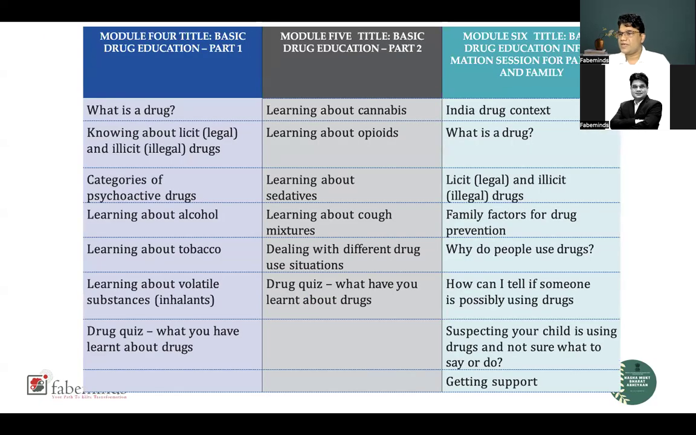Then we have the next module, that is basic drug education, part 2 actually. We have seen part 1, what is a drug and all those things. Here also the title basic drug education will be there, part 2. Part 1 will be a little bit common, part 2 will have cannabis and opioids. Part 1 has alcohol, tobacco, and volatile substances, which we have already seen. This part is only common, so we can club it up and skip it and go to part 2, not an issue, but we'll go step by step.